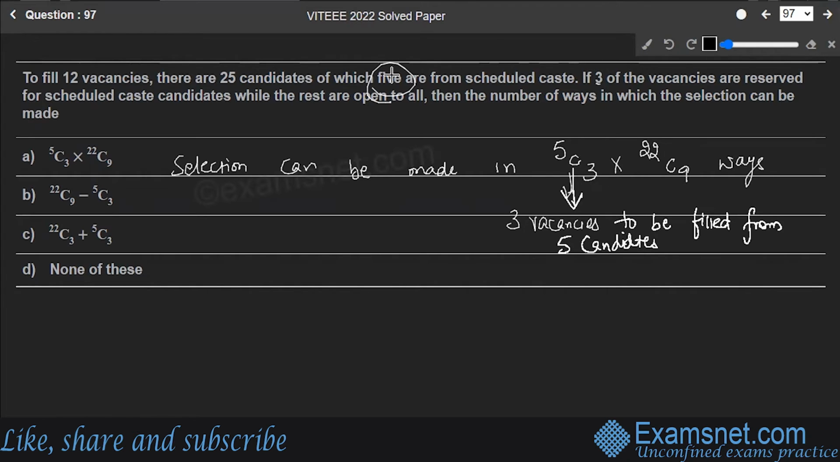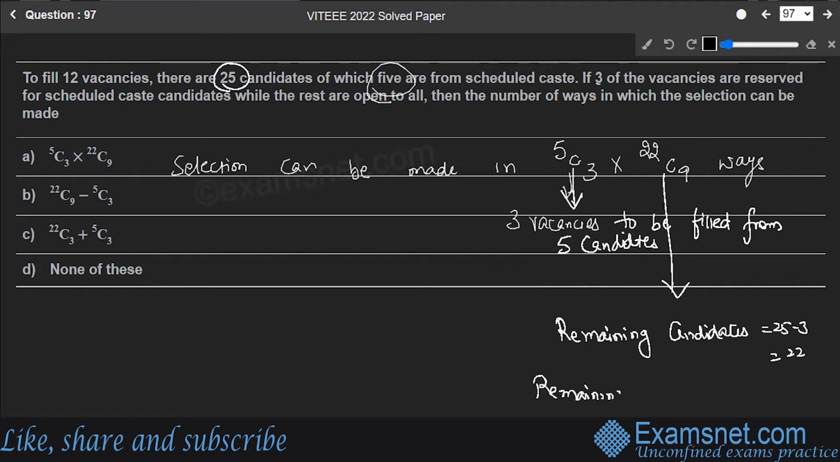And remaining candidates, how many remaining candidates are there if 3 vacancies are already filled? Remaining candidates will be 25 minus 3, that is equal to 22. And because 3 seats are already filled by the scheduled caste, remaining seats will be equal to 12 minus 3, that is equal to 9. So this will be done in 22C9 ways. Correct? That makes your option A the correct answer. Hope you got that.